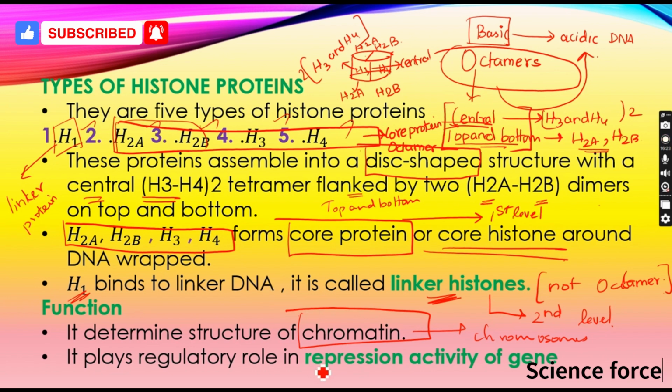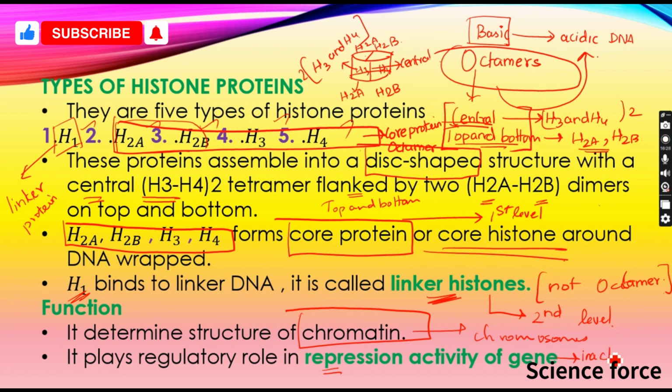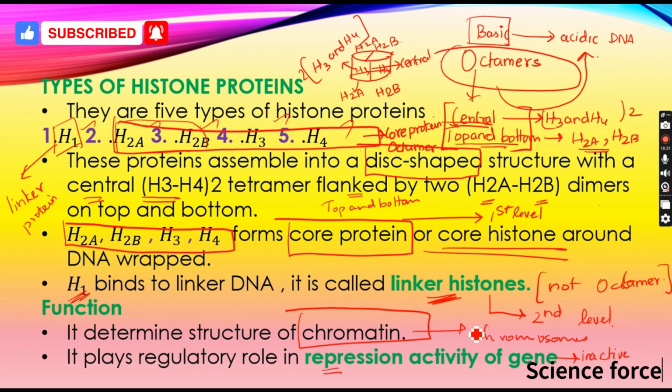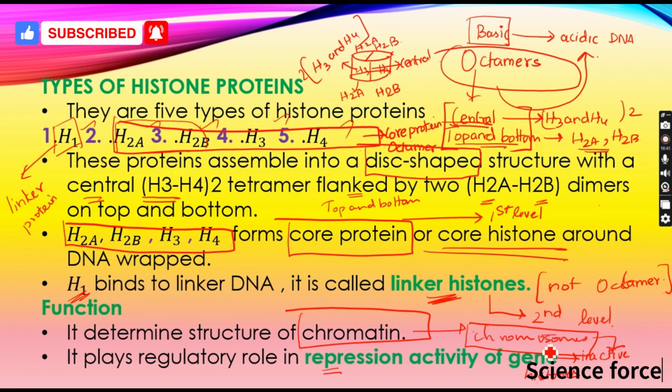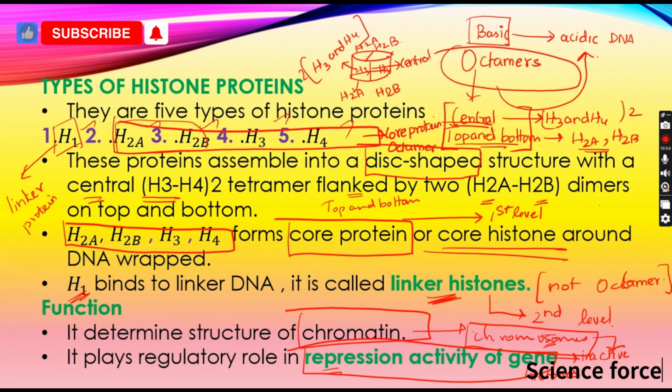It is also involved in repression activity of a gene, which means inactivation of a gene, because this DNA is going to form the chromosomes. These chromosomes are found to be in an inactive form. Only by the binding of the histone proteins is it going to form a compact form of chromosomes, which is an inactive form. Therefore, the repression activity of a gene is made by the attachment of these histone proteins. So we can say that it is going to make a chromosome and is also involved in inactivation of the gene.